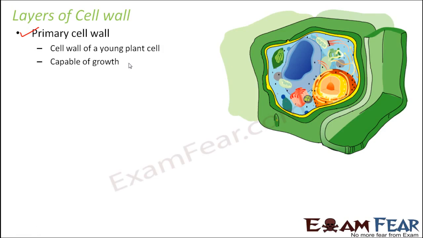This wall is capable of growth, because as the plant is growing, each and every part of it should also grow. So this cell wall also keeps growing with the plant. It is composed of a loose network of cellulose microfibrils. Microfibrils are nothing but thread-like structures.